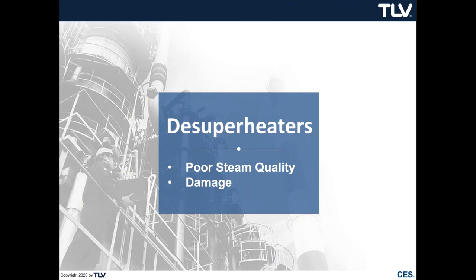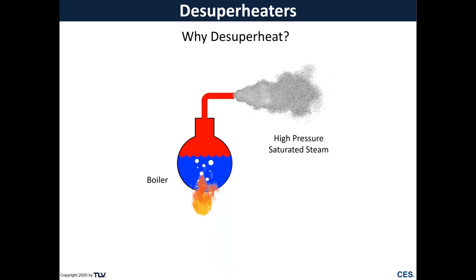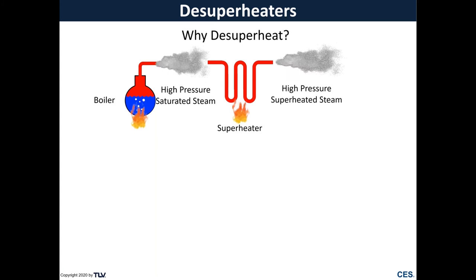We now move on to our next application, desuperheaters. So why is desuperheating important? Let's start at the boiler, where high-pressure steam is generated at saturation temperature. If we want to use steam to do mechanical work, such as through turbines, with the highest efficiency possible, then we need to add more heat to the steam and raise its temperature, effectively superheating it.